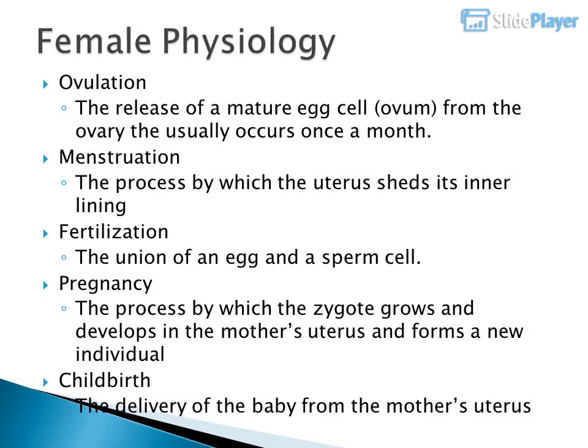Female physiology. Ovulation: the release of a mature egg cell, ovum, from the ovary that usually occurs once a month. Menstruation: the process by which the uterus sheds its inner lining. Fertilization: the union of an egg and a sperm cell. Pregnancy: the process by which the zygote grows and develops in the mother's uterus and forms a new individual. Childbirth: the delivery of the baby from the mother's uterus.